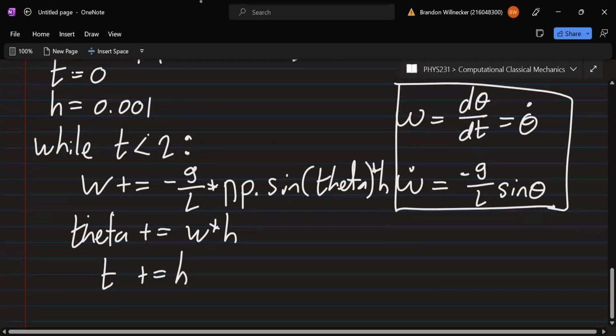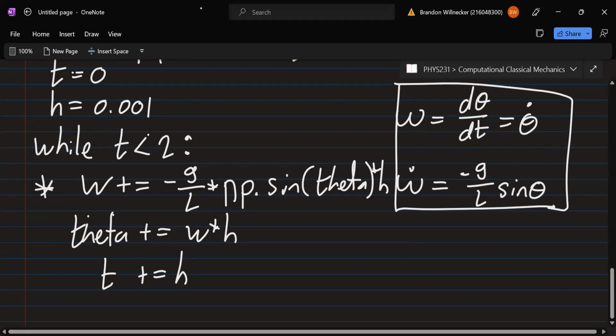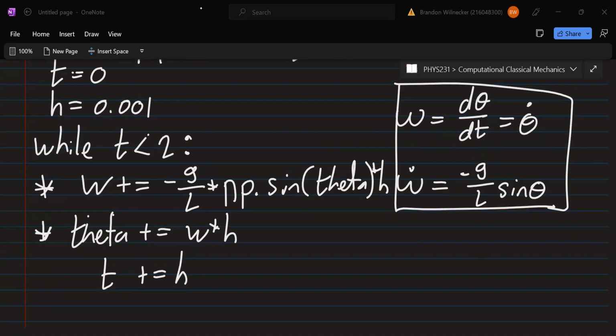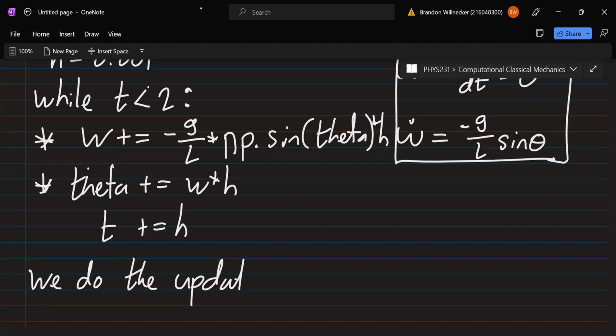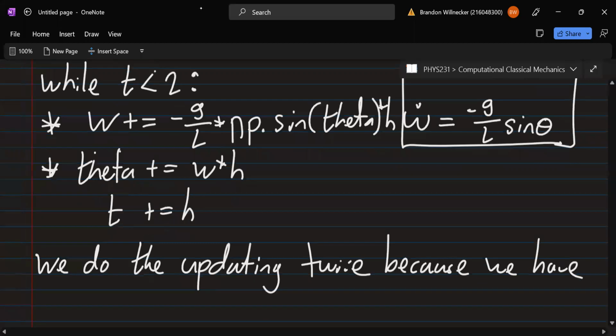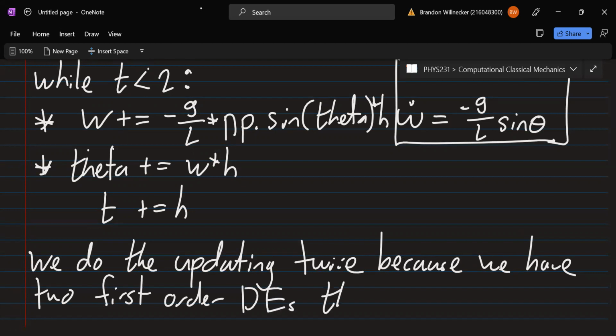So that is exactly what we did previously with the Euler method for a single differential equation. But here, just note that we have to do the updating procedure twice, because we have two first-order differential equations that we are solving simultaneously.